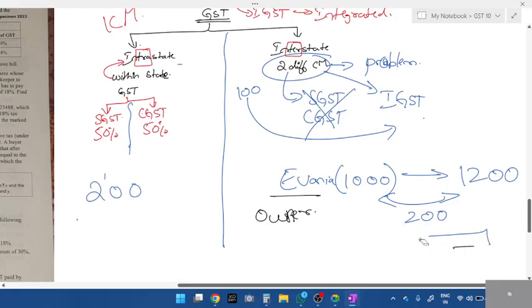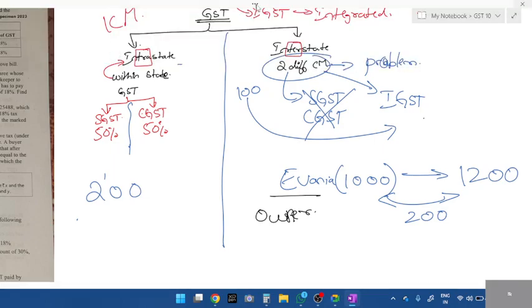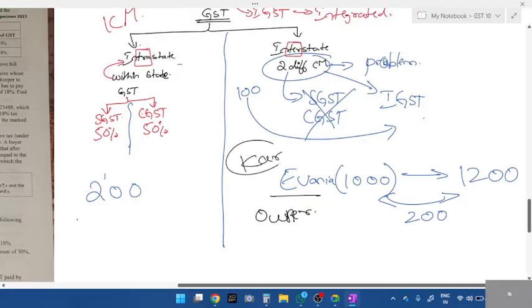interstate is within the state or outside the state, students? Outside the state. So I'll take the same example. Ivania is in Karnataka. Joanna is in some other state, for example, Delhi. It's a different state. So what should I apply here, interstate or intrastate? Interstate. For interstate, there's no SGST or CGST.